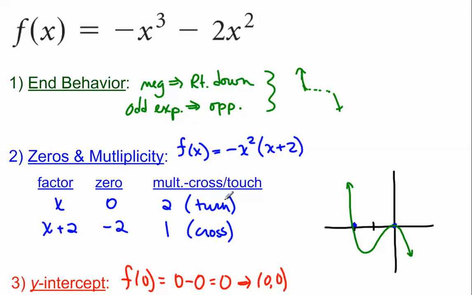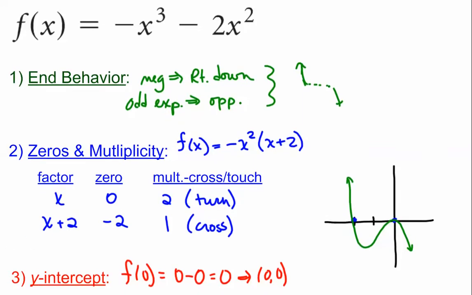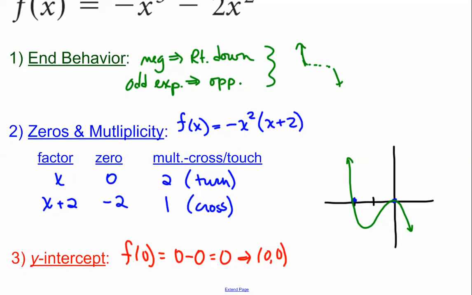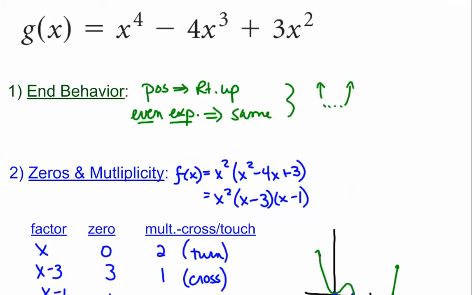Even multiplicity is where we touch and turn, and an odd multiplicity is where we cross. And then my y-intercept: you plug in a 0 for your x and work it out. Well, that's 0 minus 0, which is 0, so the point is 0, 0. So we start up here, we know we're going to have to cross through at negative 2, touch and turn at 0, and then go back down to get our answer.